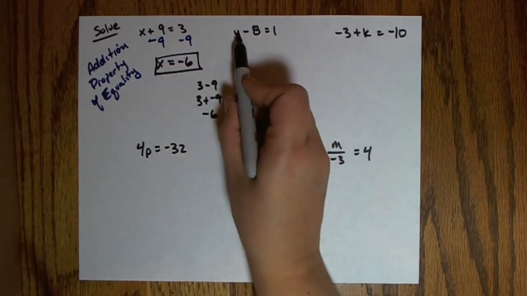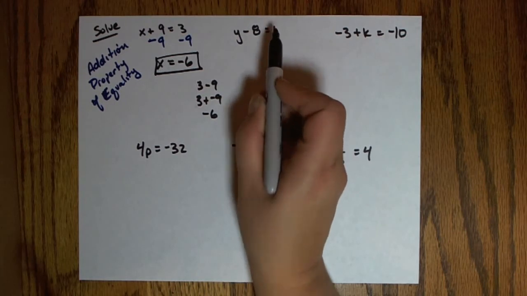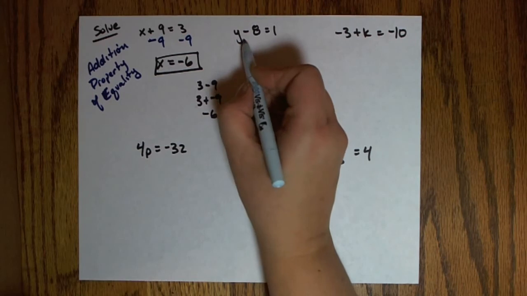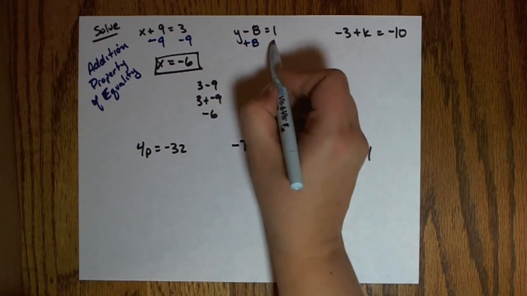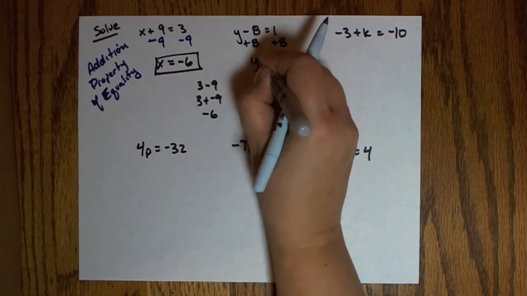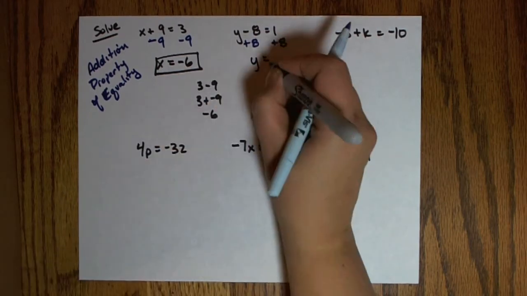On the second problem, I have y minus 8 equals 1. To get rid of a minus 8, I could add 8 to both sides of the equation. On the left-hand side, I'm left with y, and on the right-hand side, I have 1 plus 8, which is 9.